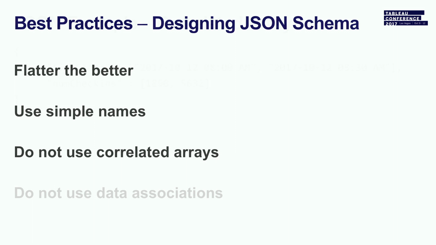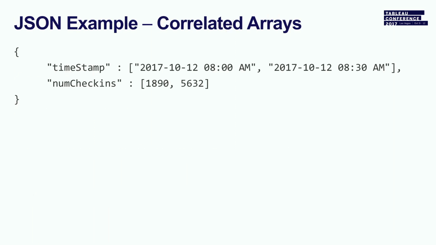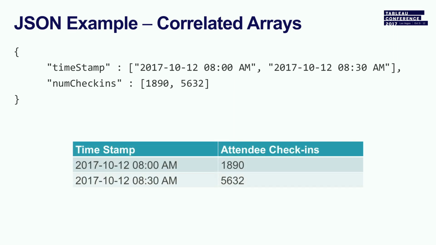Now, what exactly are correlated arrays? Let's take an example. This is a JSON object with two name-value pairs. You see timestamp and num check-ins are keys, and the values are both arrays. Now, it's not readily understandable what this particular JSON object is conveying. Apparently, this is the number of people who checked in today at 8 a.m. and 8:30 a.m. respectively. So the first element in the first array corresponds to the first element in the second array. So they are correlated. This is now understandable after an explanation.